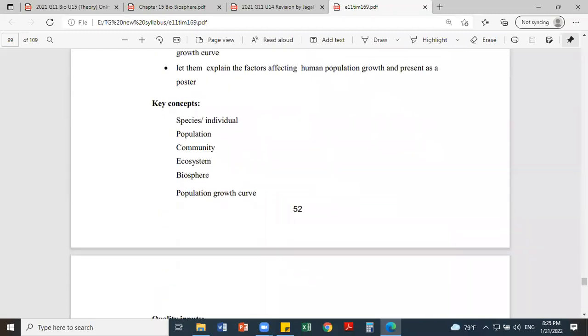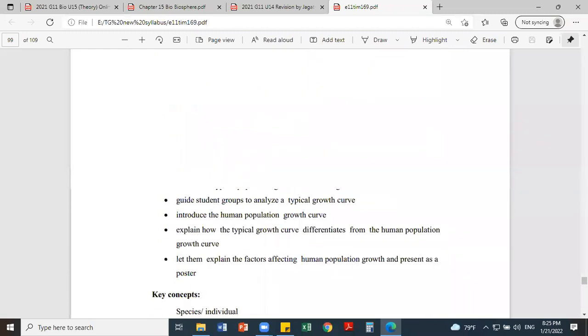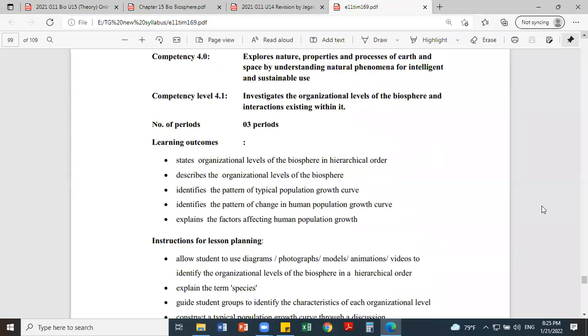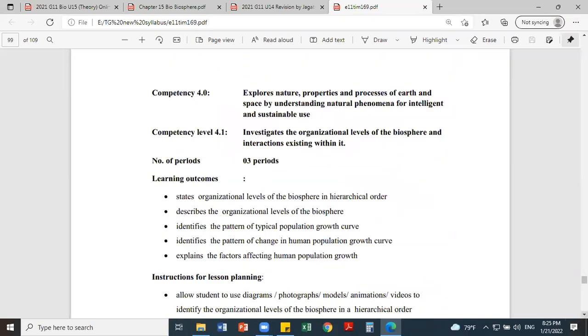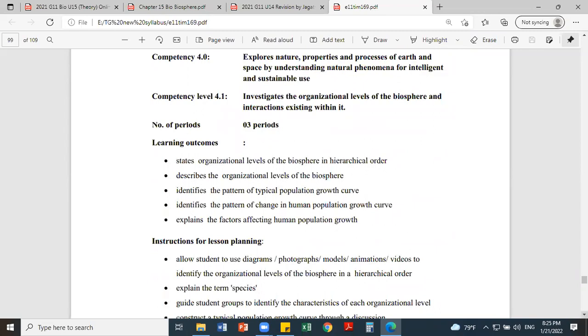They have given here what you should know. We call them learning outcomes. At the end of this lesson, the students should be able to do these things, and this is what they test in the exam. Learning outcomes means what is expected from you after learning this lesson. In the Sinhala medium teacher's guide, they call it Iganum Pala. So you should be able to, meaning the students, not the teacher. The student should be able to state the organization levels of the biosphere in the hierarchical order.